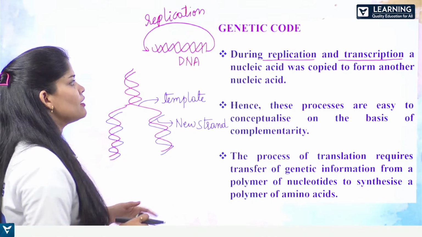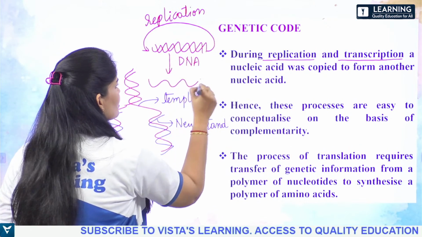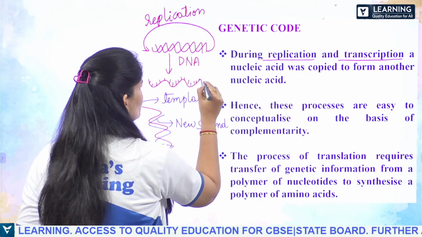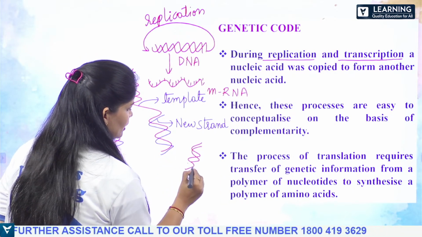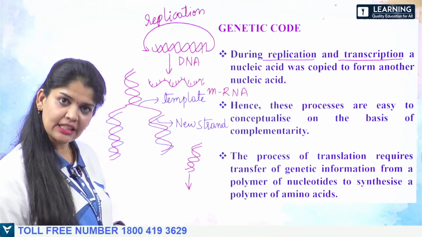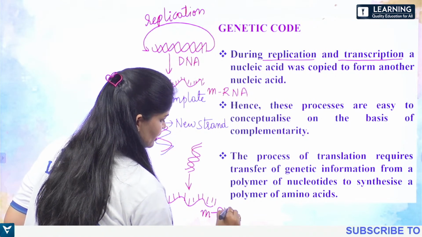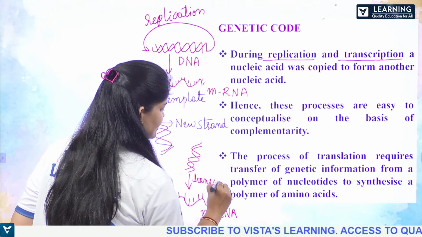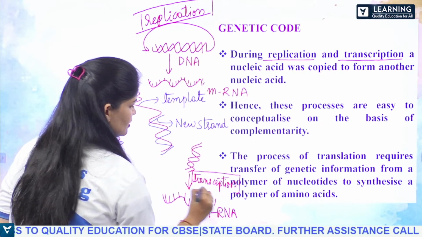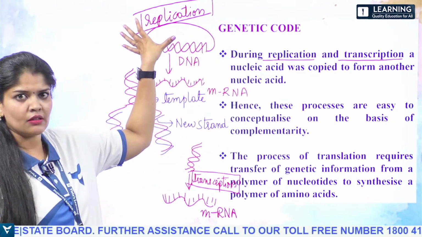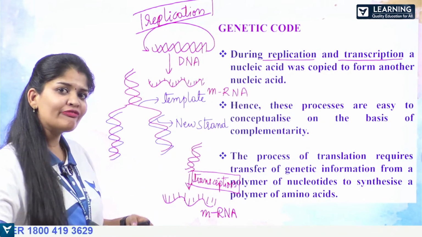Here both are DNA. Now coming to transcription, the DNA is transcribed into mRNA. From the DNA, the genetic information is copied to another nucleic acid, that is mRNA, and this process is called transcription. This is replication and this is transcription. From here the mRNA is further translated into protein.